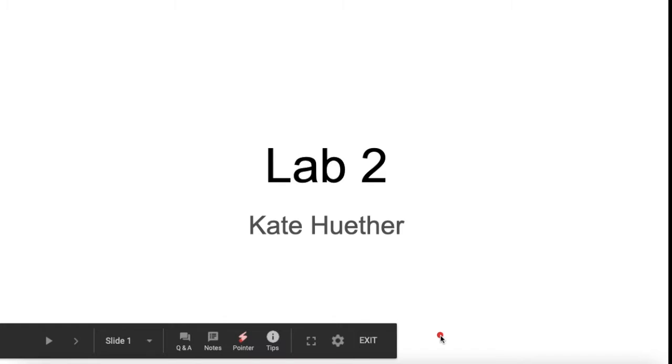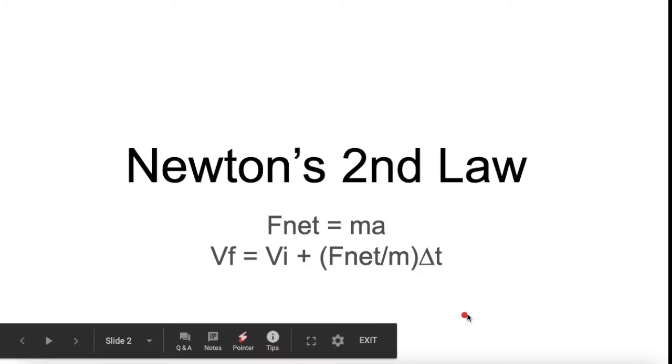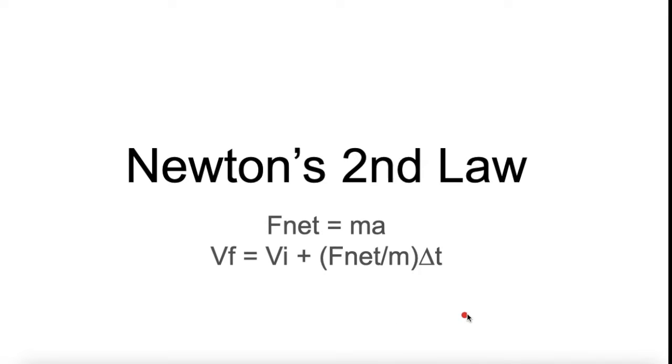This is the second lab for Physics 2211. So in this lab, we're observing Newton's second law, which states that the net force is equal to the mass times acceleration, and from this we know that the final velocity is equal to the initial velocity plus the net force divided by mass multiplied by the change in time.